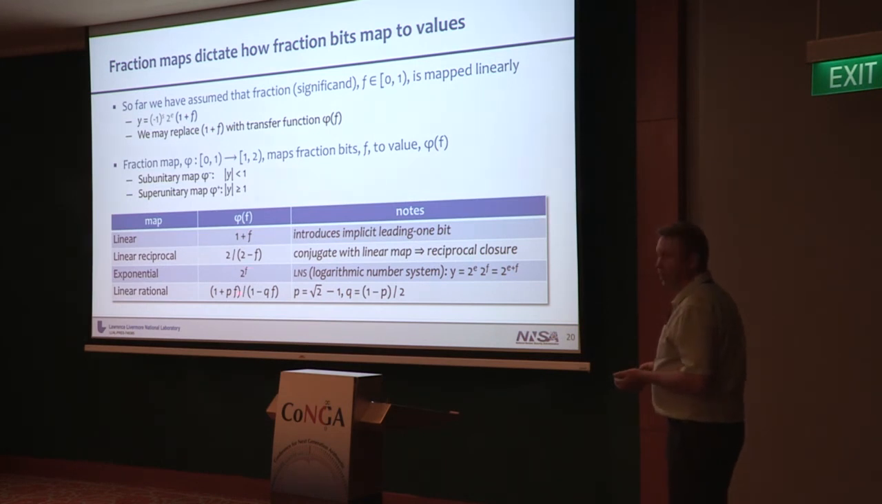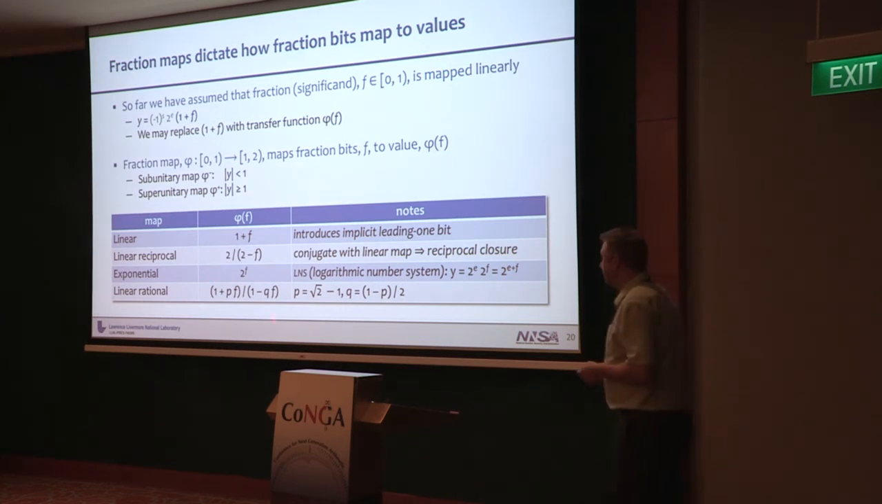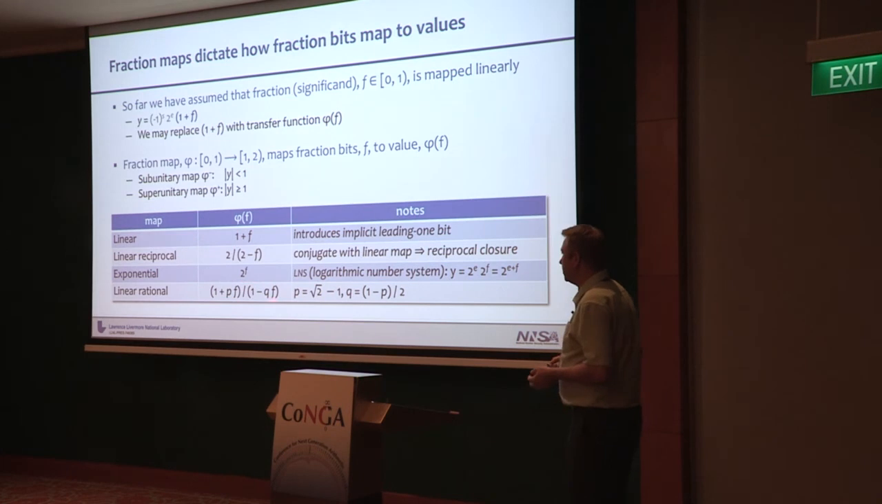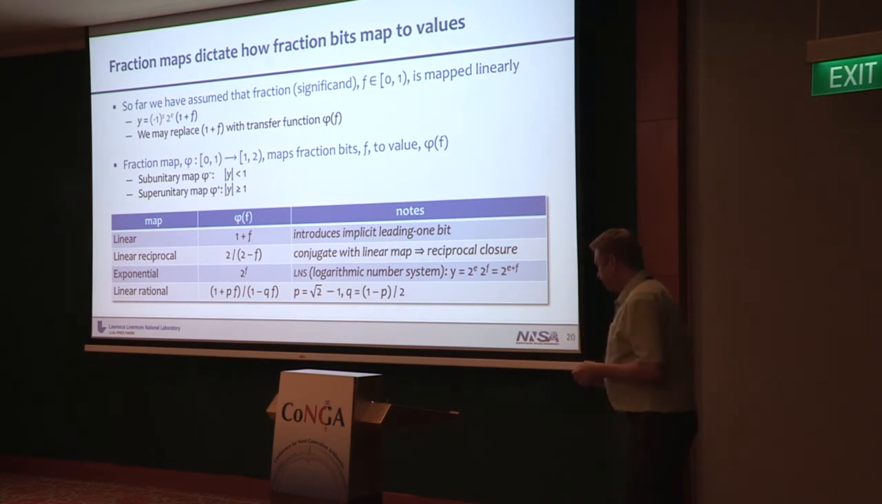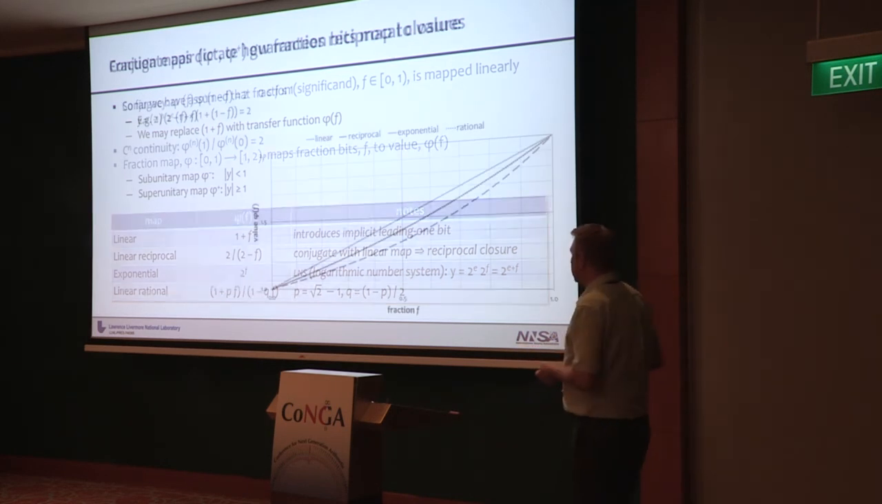Another map is the exponential one that's used in logarithmic number systems. And for this map, it's actually self-conjugate. So you have guaranteed reciprocal closure because of this. We suggested another one that's just a linear rational polynomial, and it is also self-conjugate, and it's actually extremely close to the exponential map.